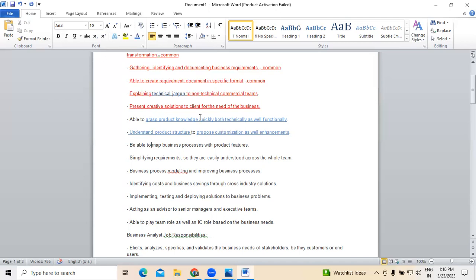Next, we should be in a position to map business processes with product features. This is required because product features are essentially required for any product, but end of the day, only when you map them to the business processes do they have value. Otherwise, there is no value for that. So this is also an important element. Next is simplifying requirements, which is a common point, and I am not explaining much on it.